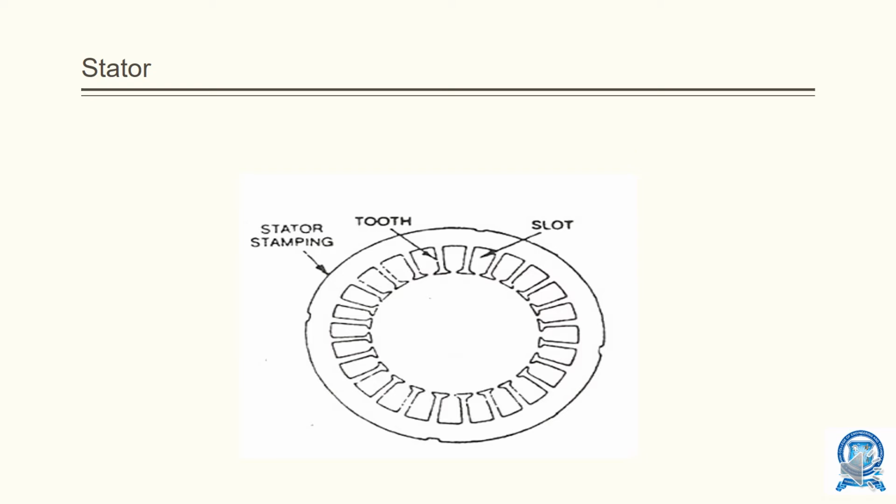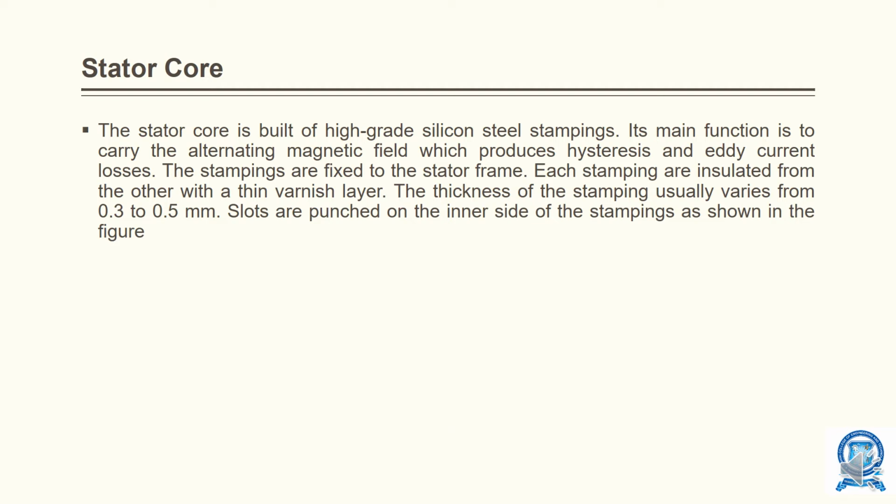So this is the diagram of stator. You can see the stator stamping tooth as well as the slots. Stator core. The stator core is built of high-grade silicon steel stamping. Its main function is to carry the alternating magnetic field which produces hysteresis and eddy current losses.